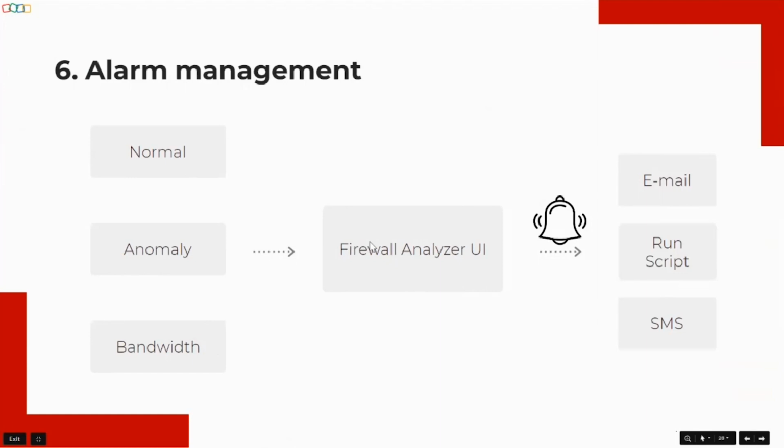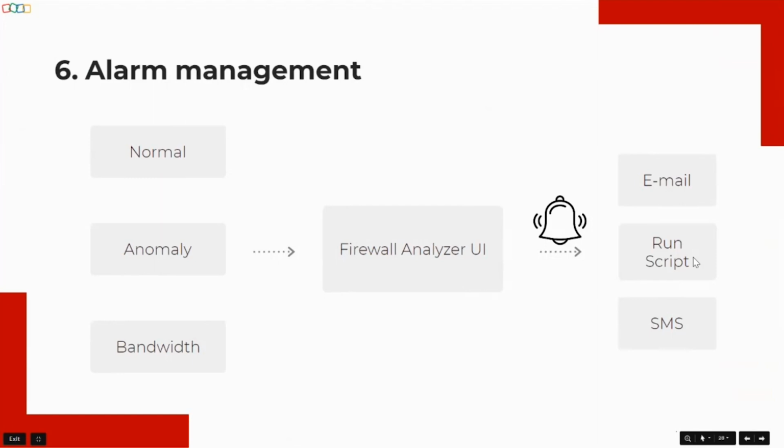So all alarms can be seen in the alarm section in the product UI, and these alerts will be notified by Firewall Analyzer to you via multiple options. At the top of the box, we have email, which, once you configure your email server, Firewall Analyzer will use to send you alerts. Then we have SMS, similar to email. Once you configure your SMS server, Firewall Analyzer can send you SMS notifications. We also have the run script option, which is nothing but an executable programmable file, which will be triggered to run every time the alarm is triggered.